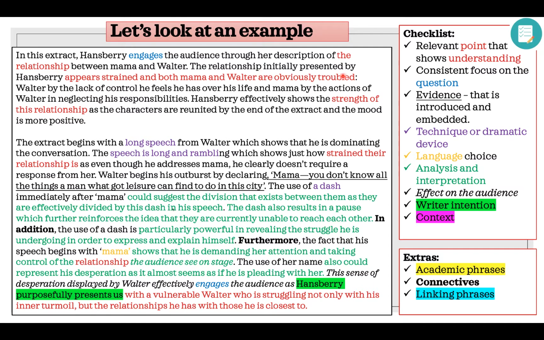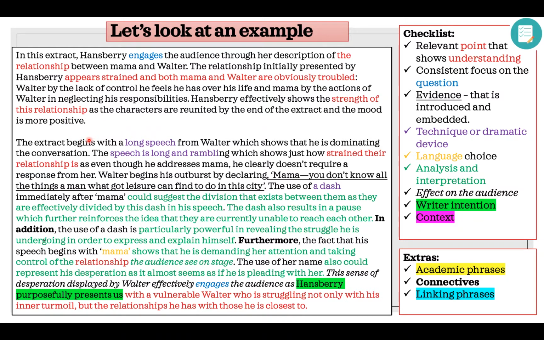The relationship initially presented by Hansberry appears strained, and both Mama and Walter are obviously troubled. So not only does it show understanding, but actually it shows my own personal interpretation as well. Hansberry effectively shows the strength of this relationship as the characters are reunited by the end of the extract, and the mood is more positive. So notice how I'm repeating here my own key word. This is what I'm going to speak about, and I'm just repeating it just to kind of solidify this idea, not only in my own essay, but for the examiner.